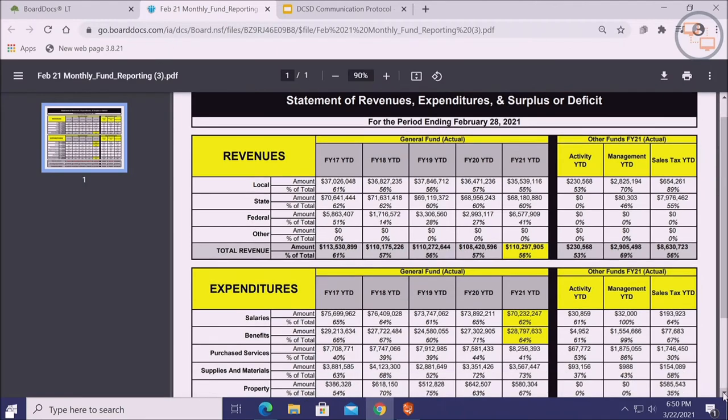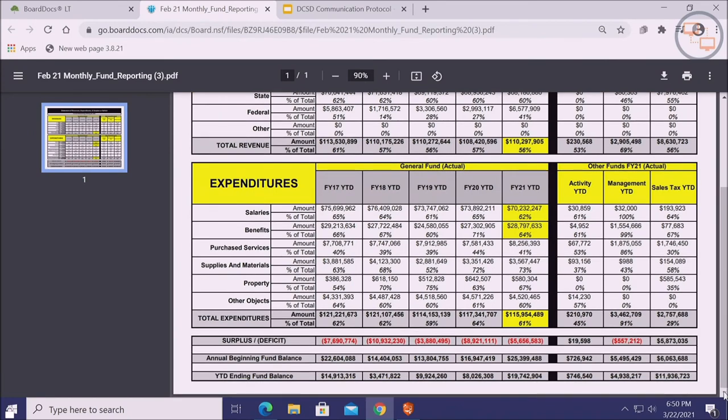On the expenditure side, I did highlight the salaries and benefits because we're always looking at that number as far as percent of the budget. And we're trending in the right direction with those. And on the total expenditures, we're running at 61%. You'll see from a trend perspective we're coming down from 64% to 61%. The other funds on the right, you can ask questions about those, but those are just for information right now. Everything's in line where we need to be.